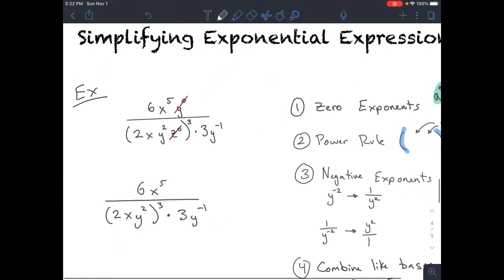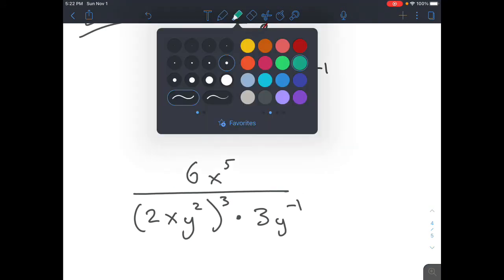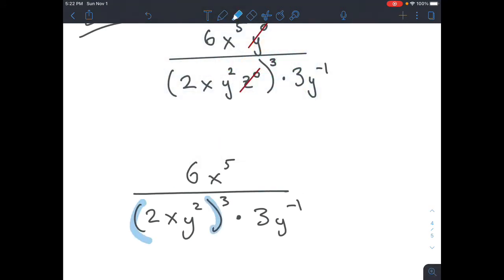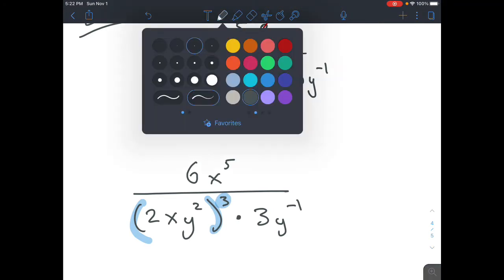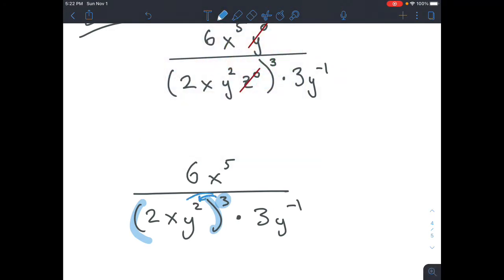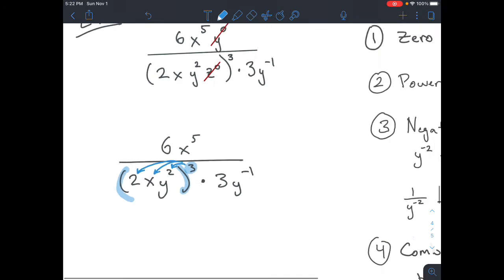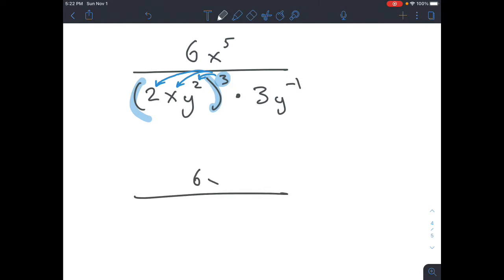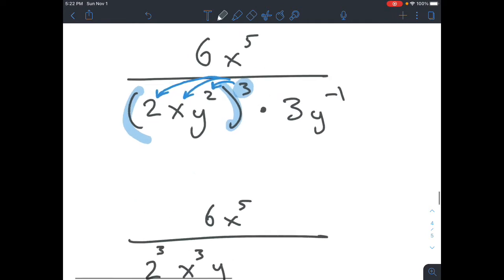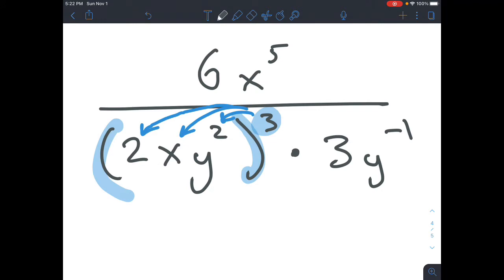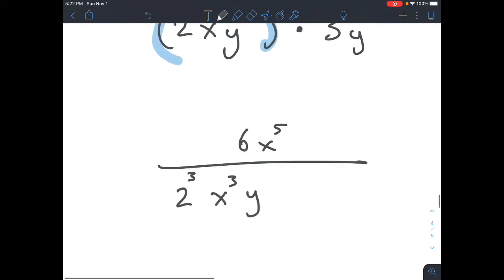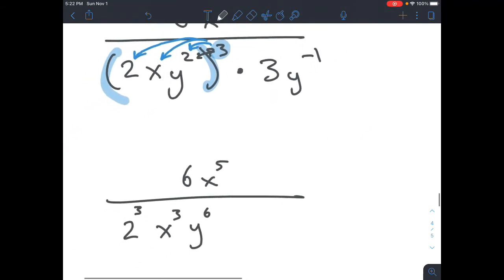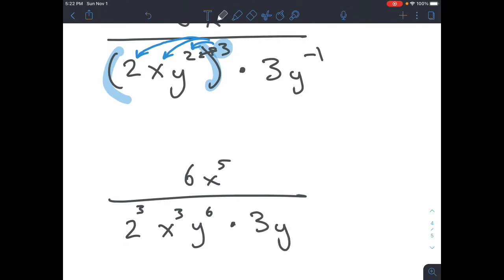The next thing we're going to apply is the power rule, and I have one power rule application here. This little guy is going to apply there, there, and there. I'm going to rewrite the work again. 6x to the 5th in the numerator, and then I have 2 to the 3rd, x to the 3rd, y to the 2 times 3, because you're going to multiply these together. So that becomes y to the 6th, and then I have still times 3, y to the negative 1.